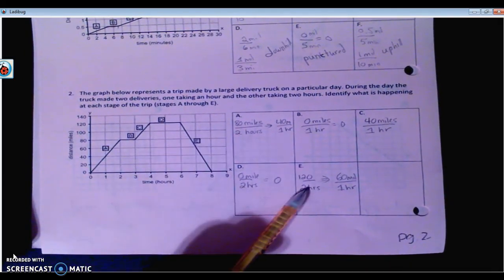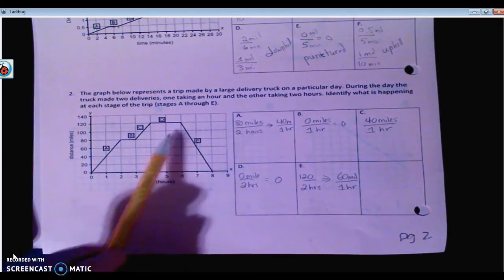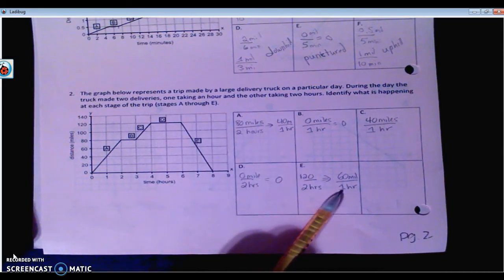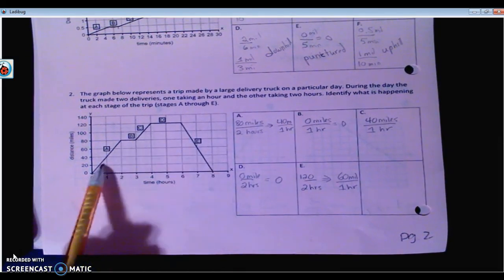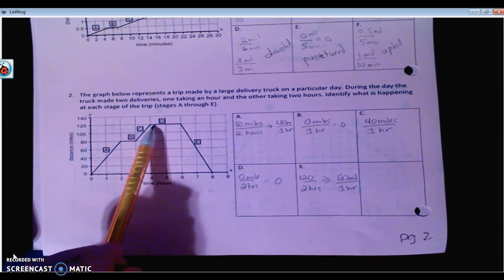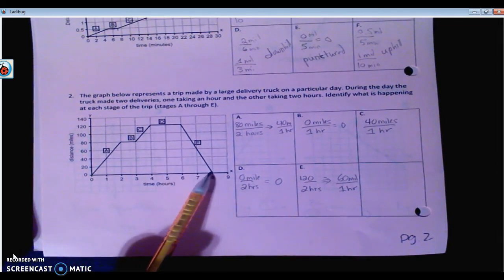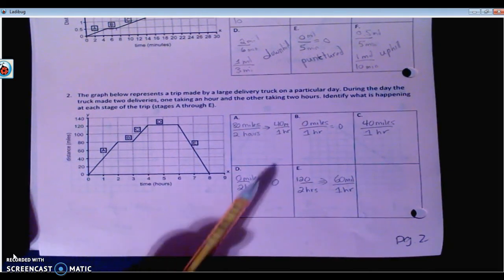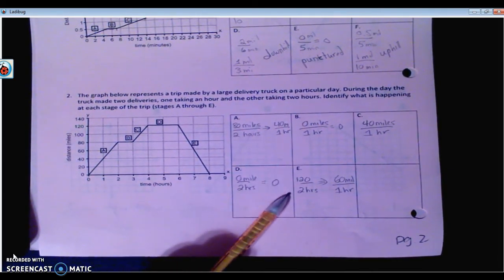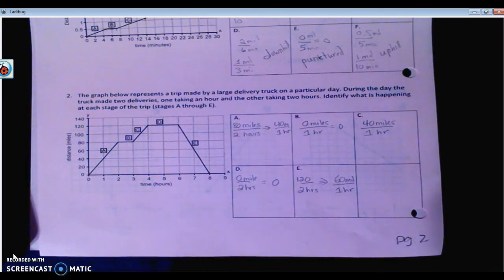So in this last set, I can see that in section E, he drove at a speed of 60 miles per hour to get home. So he was able to go a little bit faster than when he was on his way there. So his whole trip took him a total of 8 hours. However, his return trip only took him 2 hours, 120 miles in 2 hours. So that is how we can read and interpret graphs.